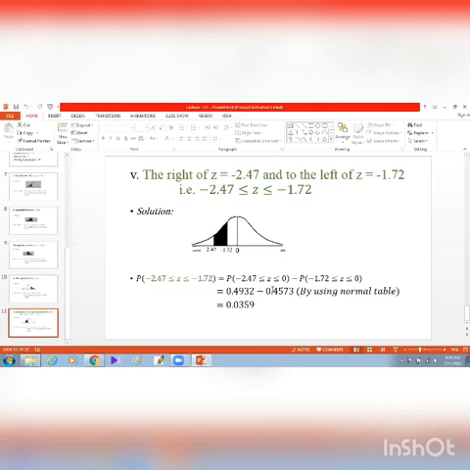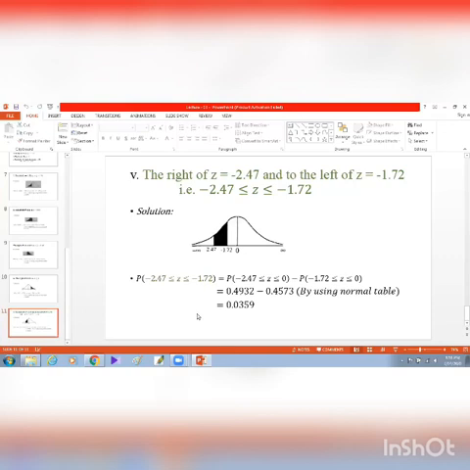Now from normal table we get the value probability of minus 2.47 less or equal z less or equal 0 equal to 0.4932, and the probability of minus 1.72 less or equal z less or equal 0 equal to 0.4573. After subtracting, the difference is 0.0359, which is the required probability.